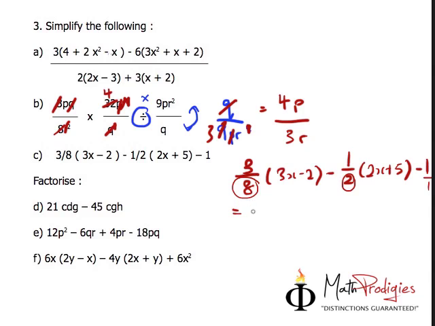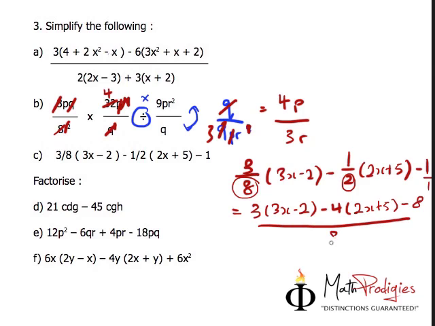So you can do this. How do we make this into an 8? We just multiply by 4, 4 times. And how about this one? Times 8. Whole thing over 8.